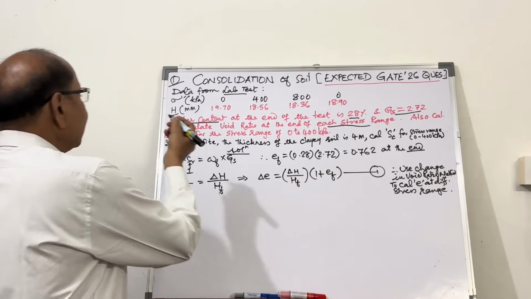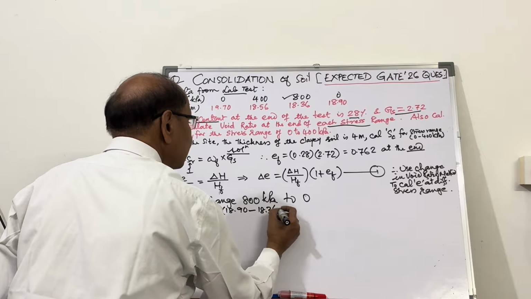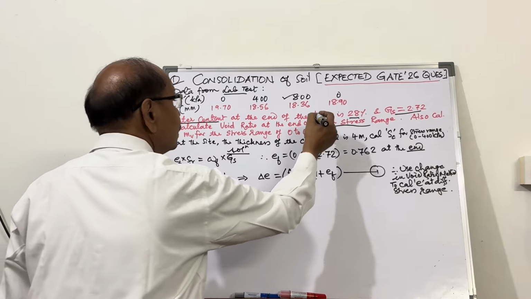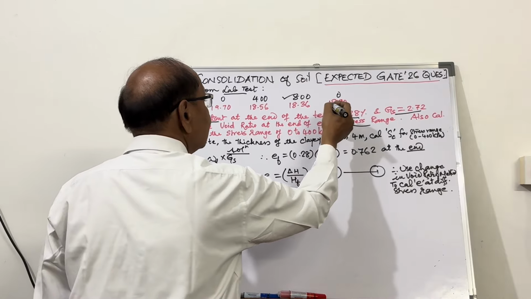So delta E becomes, from expression 1, what is the change in thickness? The change in thickness is going to be 18.90 minus 18.36, and what is the final height? The final height is going to be this one, 18.90, multiplied by 1 plus EF. EF you have already calculated. So it becomes 1.76.